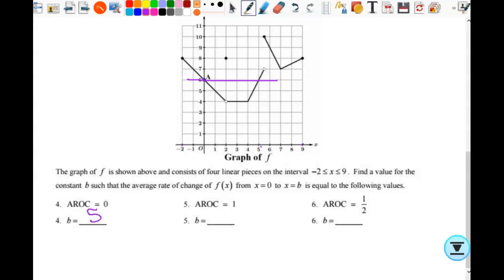Okay. Let's look at number 5. Average rate of change is 1. What do we think? 2? Do we agree with that one? So if my average rate of change is 1, I go over 1, up 1, over 1, up 1. Looks like it's that point right there. Earlier today I heard, pretty sure it's 2. I think that's how it works.